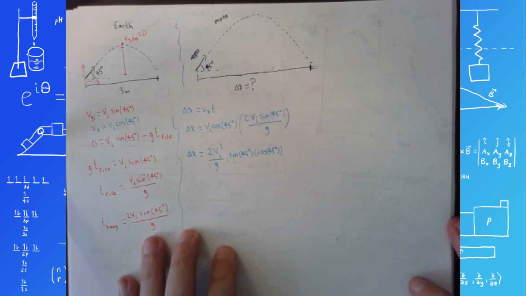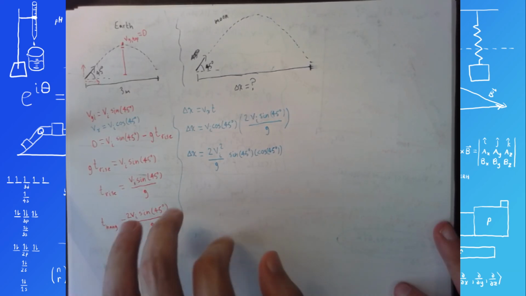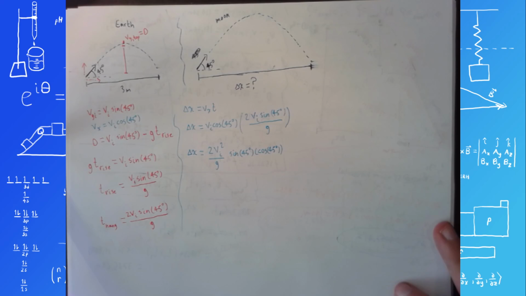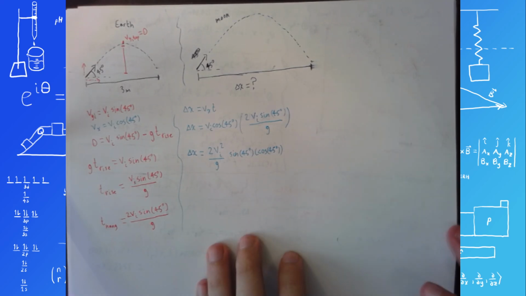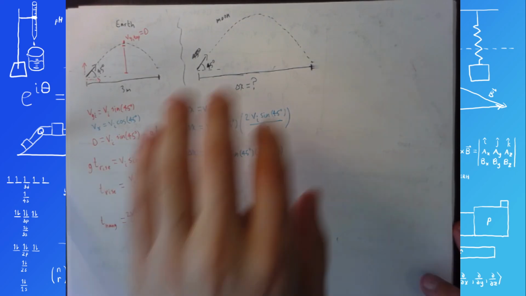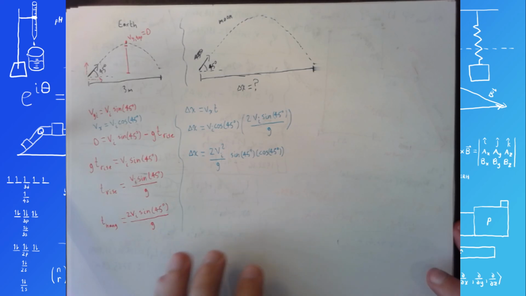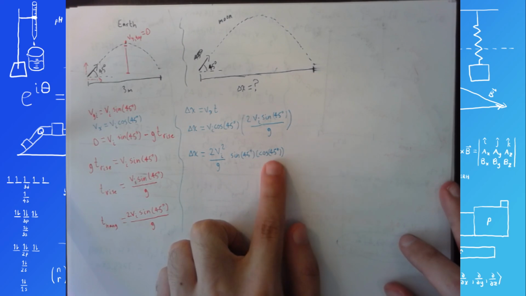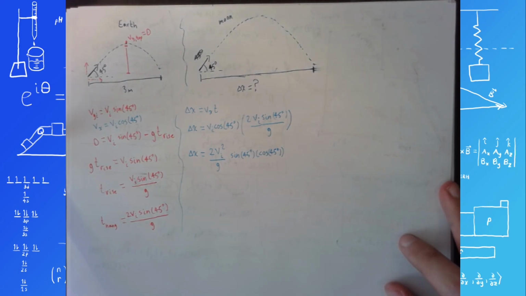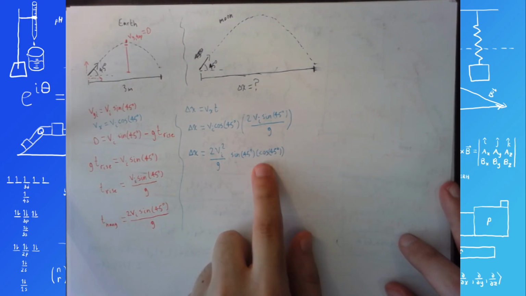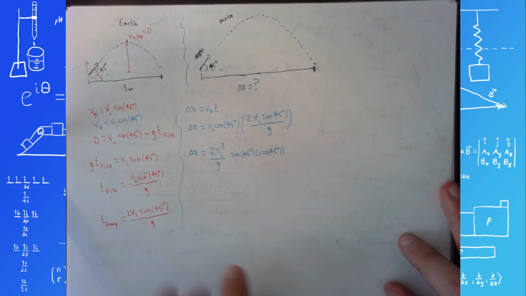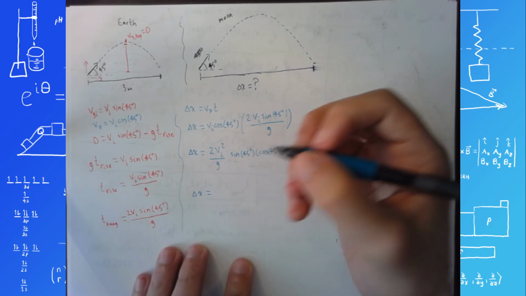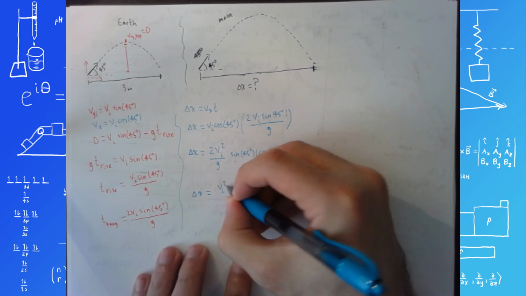And those who know their trig identities from pre-calculus or trigonometry will know that 2 times sine 45 times cosine 45 is equal to sine of 90 degrees using the double angle identity. If you don't know what that is, don't worry about it. We'll talk about it later when it's more relevant. Here you can just plug into your calculator sine of 45 times cosine of 45, and you will get exactly 1/2. And then 1/2 times 2 is equal to 1. So we end up with delta x is just equal to v initial squared over g.